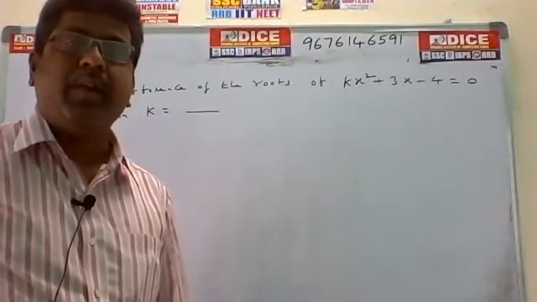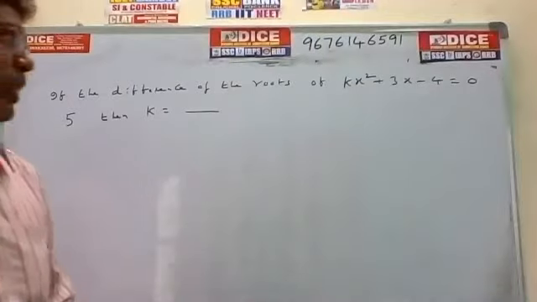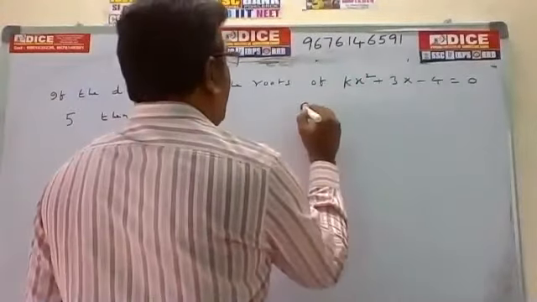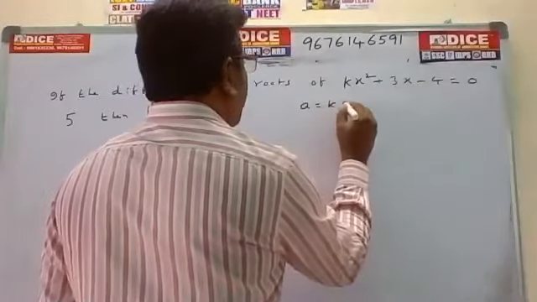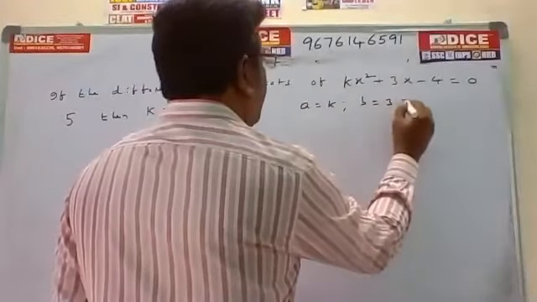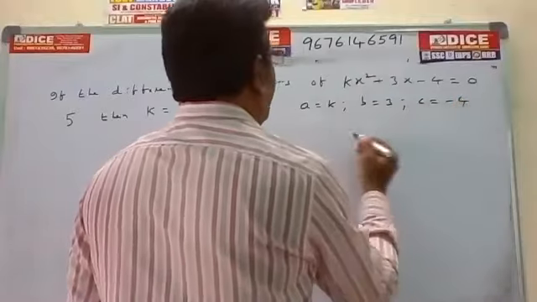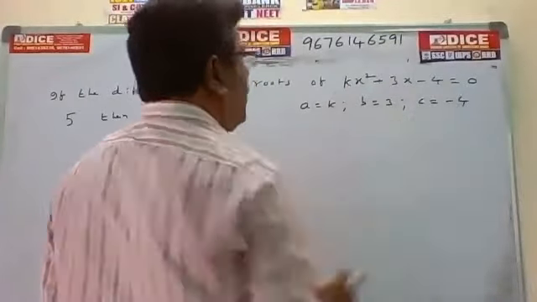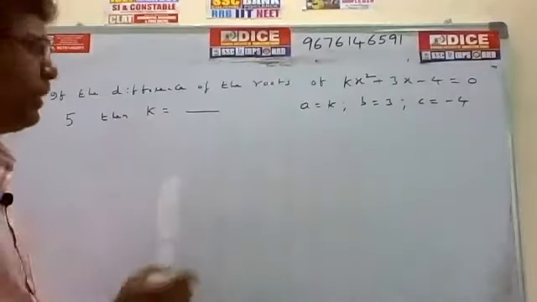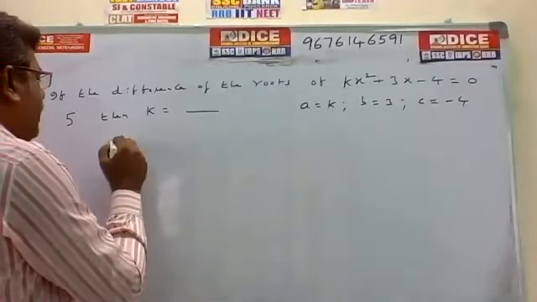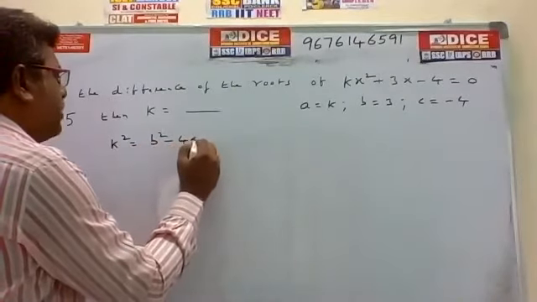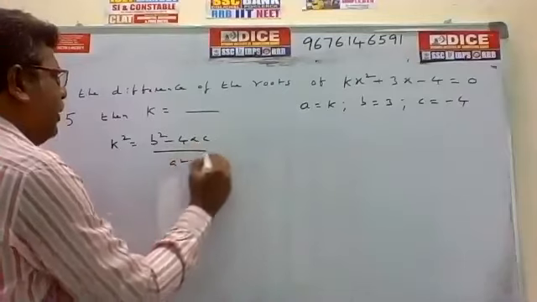Aishwarya, the answer 5 is the wrong answer. Okay, we can check. Here, A is equal to K, B is equal to 3, C is equal to minus 4. So what is the condition? The condition is K square is equal to (B square minus 4AC) by A square.